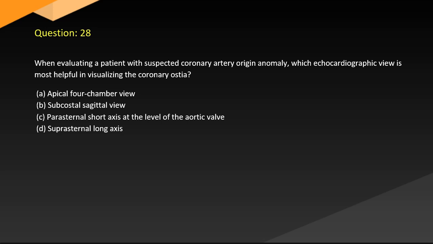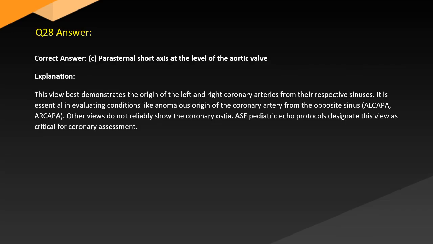Question 28. When evaluating a patient with suspected coronary artery origin anomaly, which echocardiographic view is most helpful in visualizing the coronary ostia? A. Apical four-chamber view. B. Subcostal sagittal view. C. Parasternal short axis at the level of the aortic valve. D. Suprasternal long axis. Answer. Correct answer. C. Parasternal short axis at the level of the aortic valve.